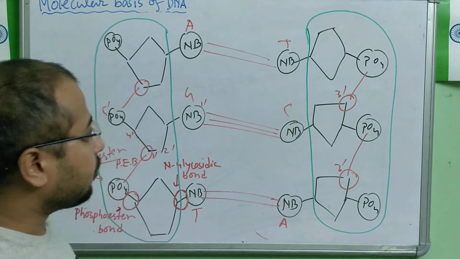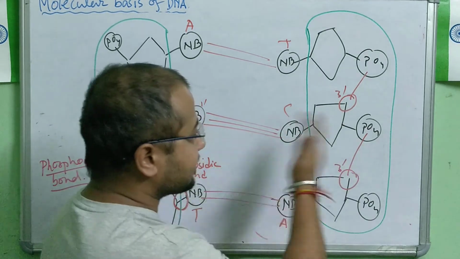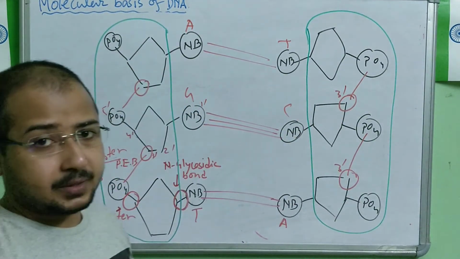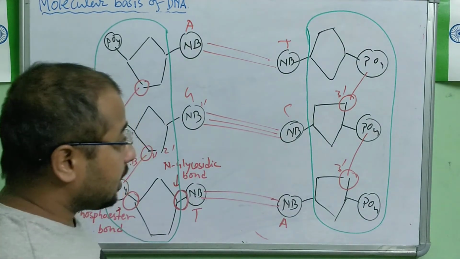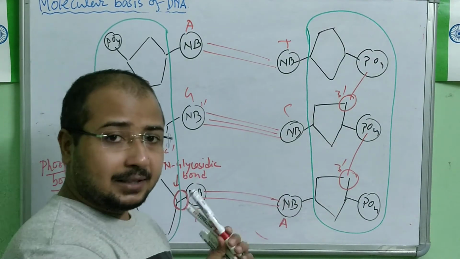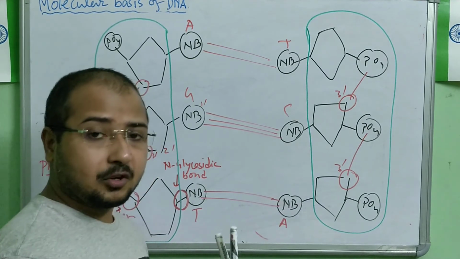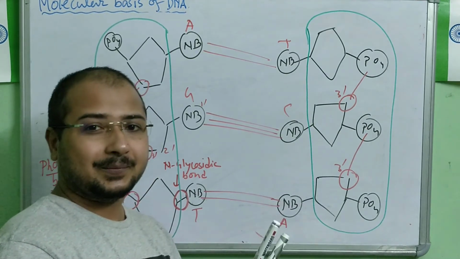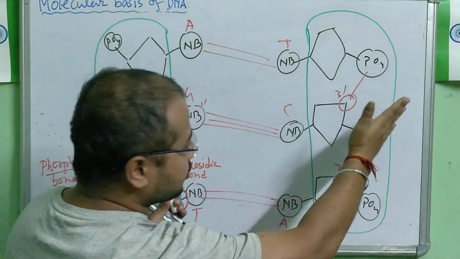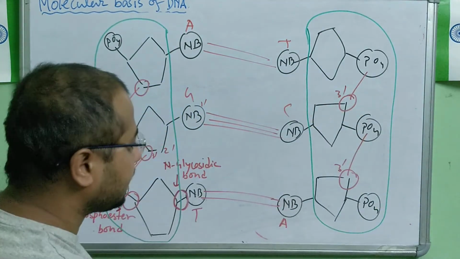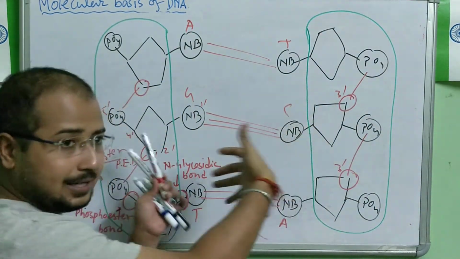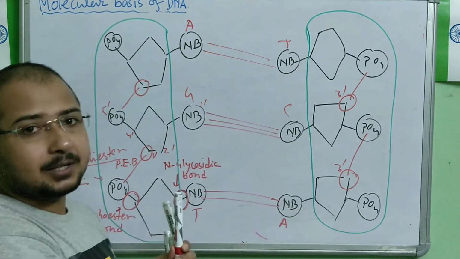Now see why these strands are in opposite direction. If these 2 strands had been in the same direction, it would not have been possible for the strands to connect with each other. As they are in opposite directions, one opposite to the other, that's why the nitrogenous bases come inside and they can bind with each other.